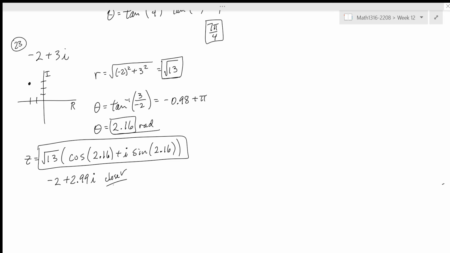Okay, any questions so far? Anybody? All right, the next problem that we need to look at is number 25. 2 cosine 2 pi over 3 plus I sine 2 pi over 3.